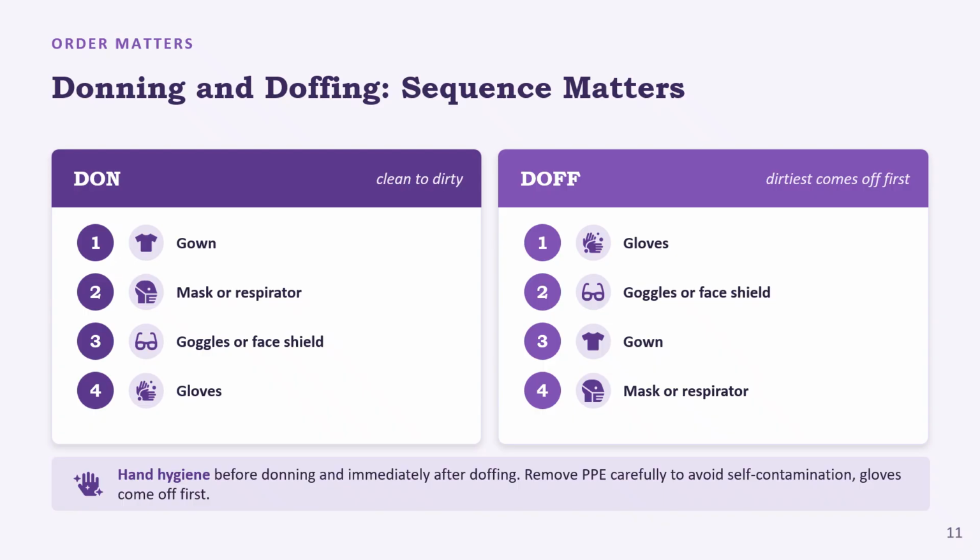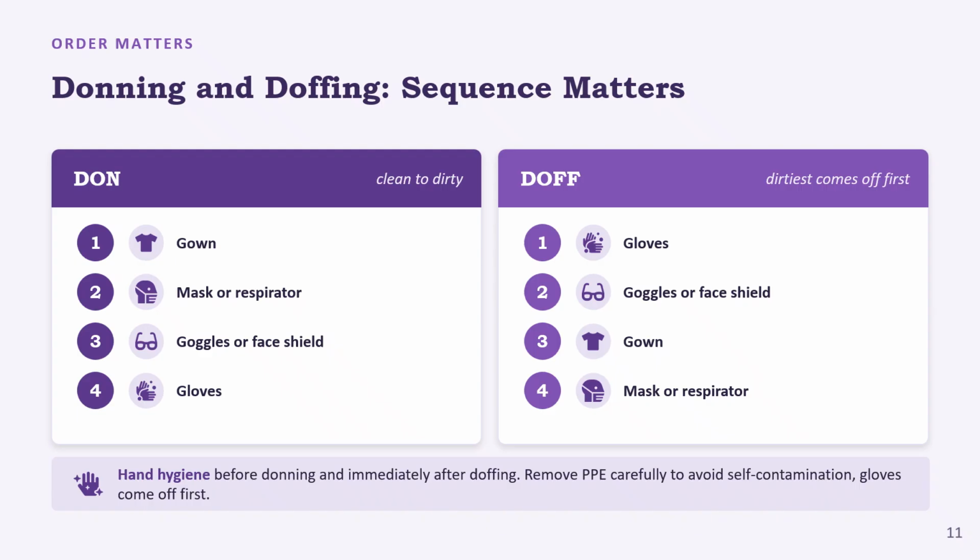Putting PPE on and taking it off in the right order is not just being fussy. The sequence is designed to keep contamination away from your skin and mucous membranes. When you don, that is, when you put the PPE on, you move from clean to contaminated. The CDC sequence is gown first, then mask or respirator, then goggles or face shield, and gloves last. Gloves go on last so they can cover the cuffs of the gown and stay the cleanest item until you actually touch the patient.